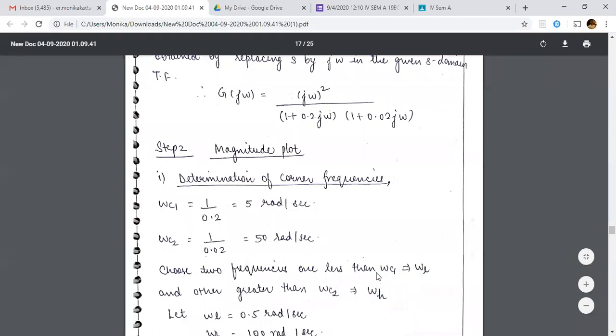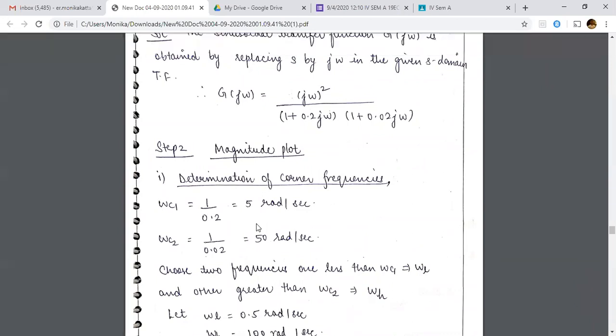Why are we choosing these two frequencies? So as to draw our plot. We need a few points so that at those points we can find the output response, and then we can join those points to get our magnitude plot. So as of now, we have only two values of frequencies, 5 and 50. So we have taken two more values. One is less than the smallest, the other is higher than the largest. I hope it is clear till now. Please respond.